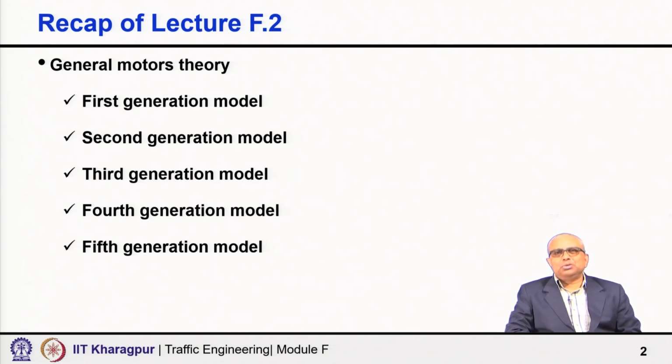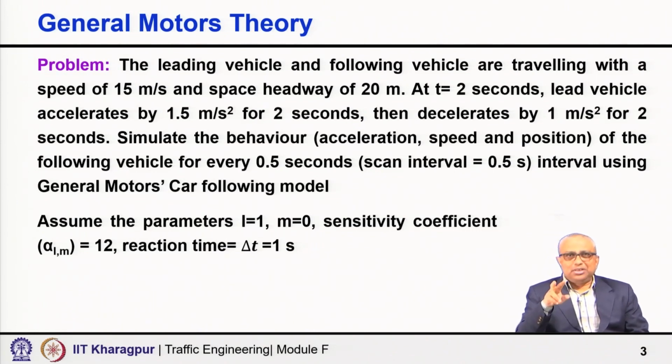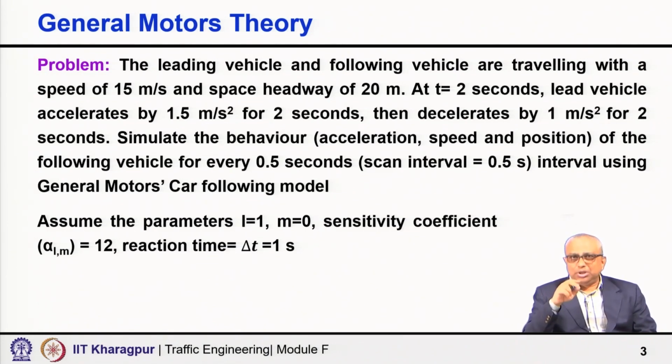While I explained the basic idea or concept and the model form, I said that we will continue our discussion with an example problem. So, that is what we are going to do now. Let us take an example problem. The leading vehicle and following vehicle are travelling with a speed of 15 meter per second. So, both are travelling at the same speed and with a space headway of 20 meter. So, initial speeds of both vehicles are the same, and the spacing or space headway is 20 meter.